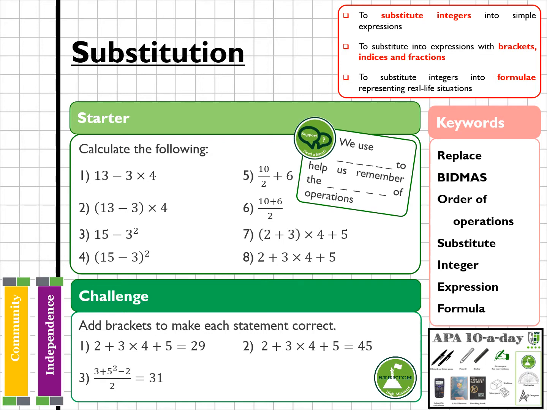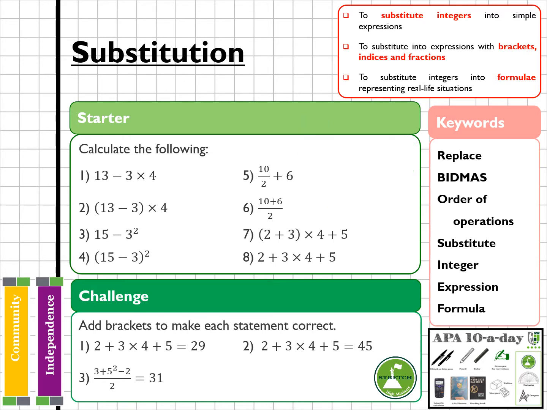So hopefully we remembered that we use BIDMAS to help us remember the order of operations. That should have given us the following answers: 1, 40, 6, 144, 11, 8, 25, and 19. For the challenge, where we were inserting the brackets to make the statement correct, we should have originally put the brackets around the 4 and the 5. We then should have had 2 sets of brackets for question 2, around the 2 and the 3, and around the 4 and the 5. And then in the last question, around the 3 and the 5.